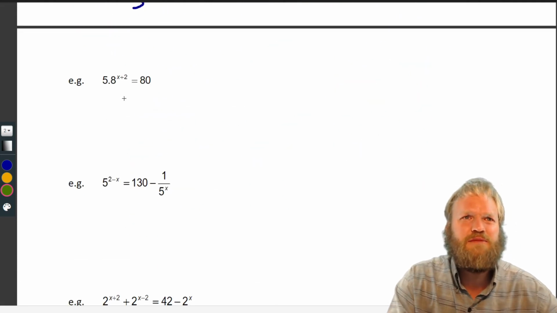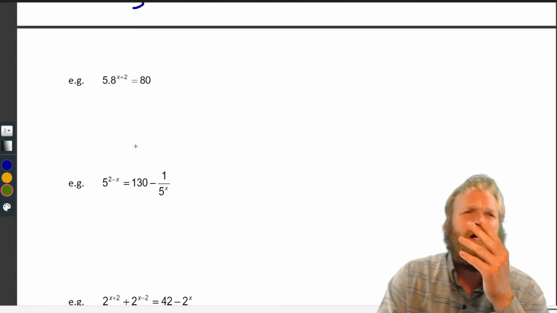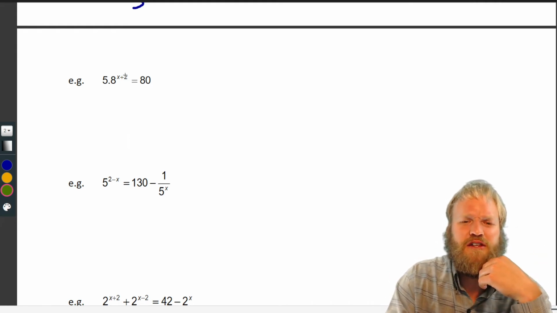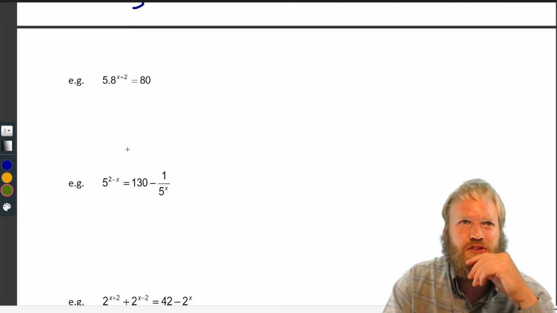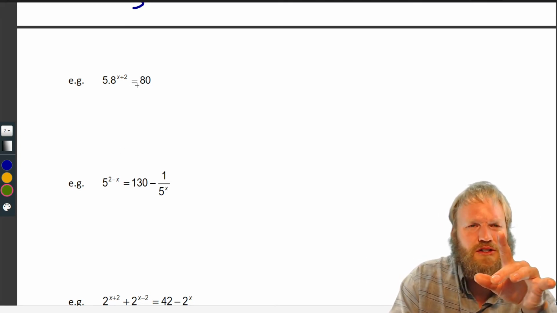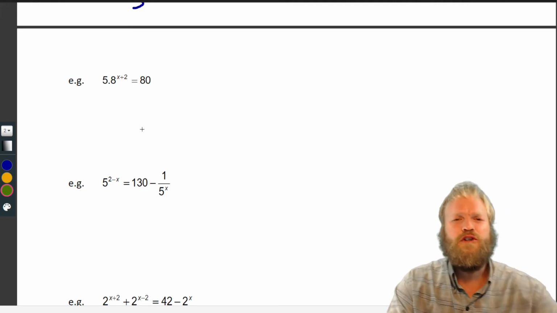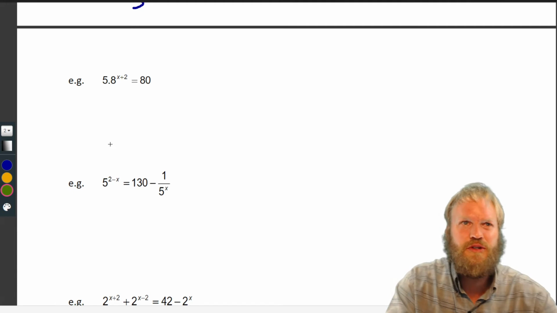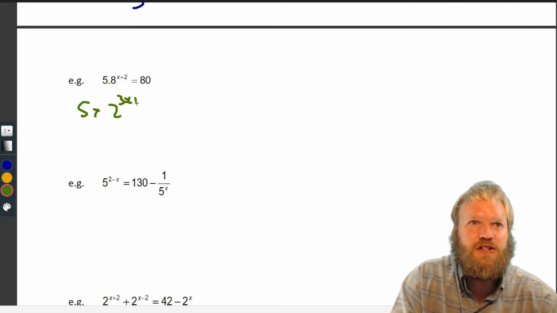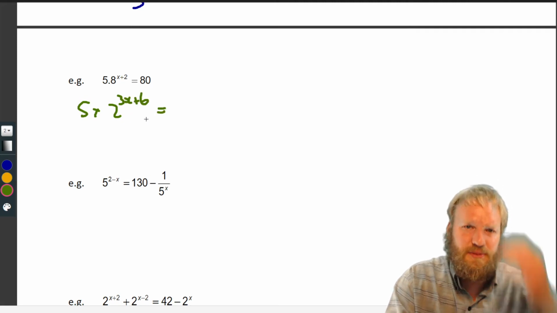5 times 8 to the x plus 2 equals 80. Now, we can't just go 5 times 8 and go, oh, well, that's 40 to the x plus 2. Different terms. So, how about this? Because there are a few ways that I can think of doing this. I'm going to go for a more long-winded way to start with, because at the moment we're saying, okay, prime factorize. So 5 times 2 to the 3 multiplied by that x plus 2 equals, let's prime factorize that.